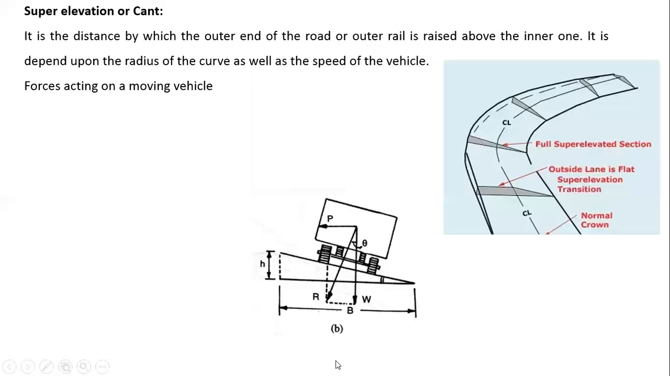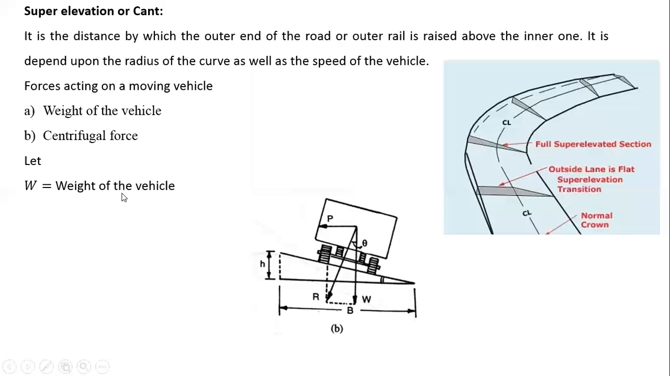This vehicle is moving on the curve. So number one is the weight of the vehicle, that is this W here. And second is your centrifugal force. Whenever a vehicle is moving in a circular path, we have a centrifugal force which is acting in the outside direction. That is your P. So this is my centrifugal force.